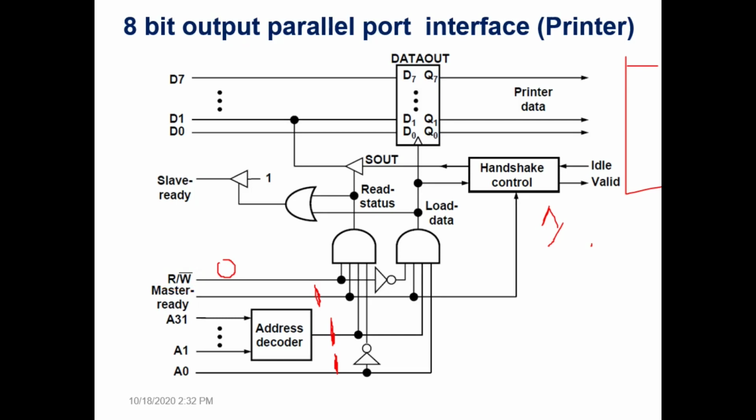Now you can see, since the read/write signal is 0, one of the inputs directly to this AND gate is 0. So the output of this AND gate is 0, so read status doesn't work here. So this is gone. Now what happens with another AND gate? In this AND gate, which receives this read/write signal, whatever 0 is here, there is a NOT gate in between, so it receives input as 1. And all the other inputs, that is master ready, address decoder, and A0, are 1. So the output of this AND gate here is 1. That output of the AND gate is given to the data out register here.